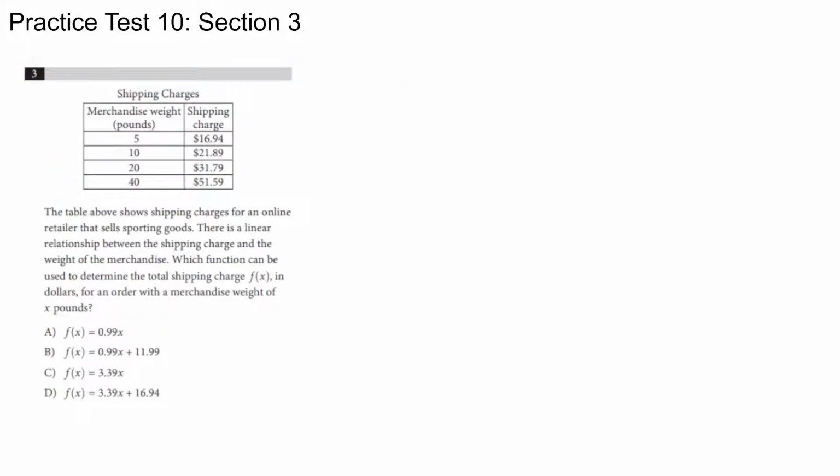Question 3 gives us a table, and it says the table above shows shipping charges for an online retailer that sells sporting goods. There's a linear relationship between the shipping charge and the weight of the merchandise. Which function can be used to determine the total shipping charge, f of x, in dollars for an order with a merchandise weight of x pounds? So the first thing I noticed is that it said it's a linear relationship. So that tells me I'm going to be using my line equation, which is y is equal to mx plus b.